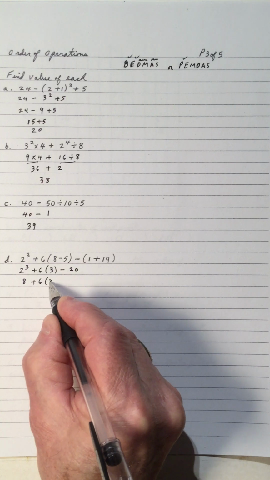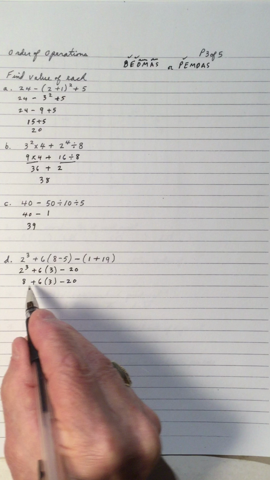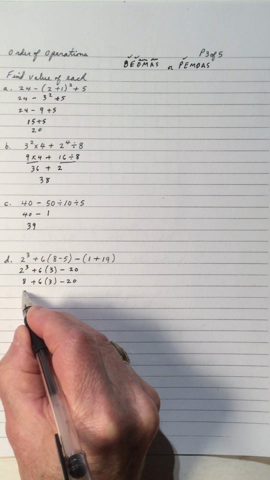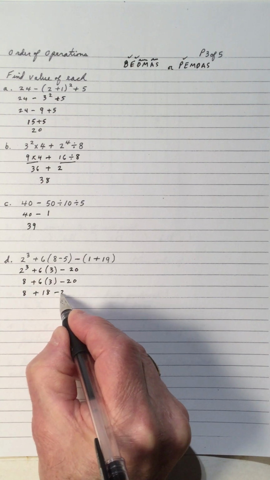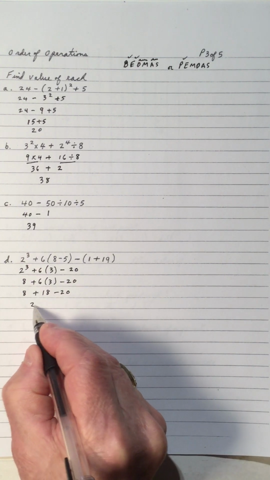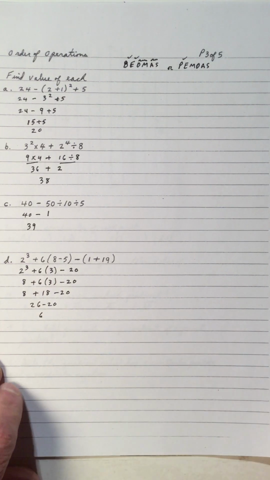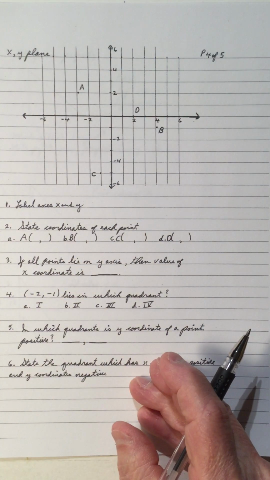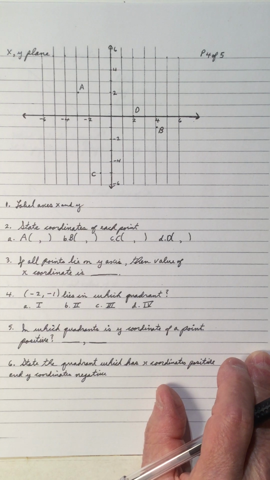Again, I'm doing one step at a time from left to right. Notice I have a multiplication. That's an addition, subtraction, multiplication. I have to multiply. 6 times 3 is 18, minus 20. Now I add and subtract from left to right. So that's 26 minus 20, which gives us 6. So that's a review of the order of operations. Extremely important. Another topic I had on the fundamentals is the XY graph.